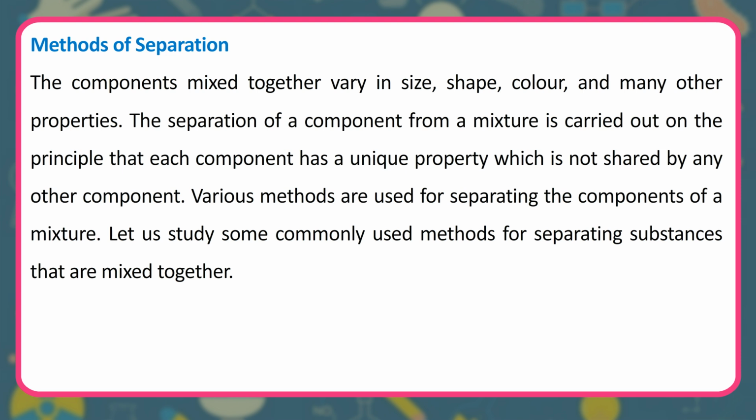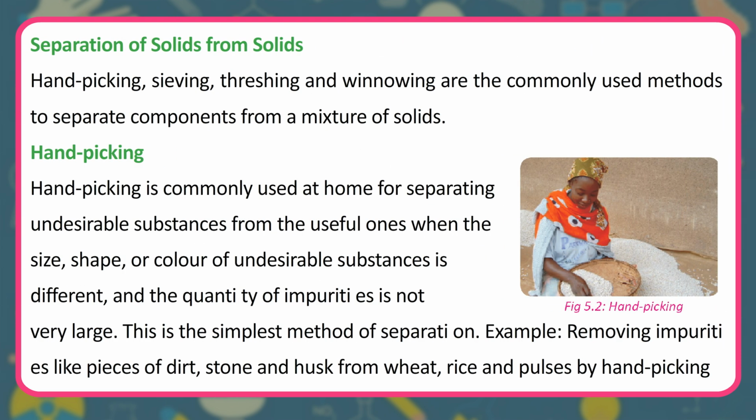Various methods are used for separating the components of a mixture. Let us study some commonly used methods for separating substances that are mixed together. Separation of solids from solids. Hand picking, sieving, threshing and winnowing are the commonly used methods to separate components from a mixture of solids. Hand picking. Hand picking is commonly used at home for separating undesirable substances from the useful ones when the size, shape, or color of undesirable substances is different, and the quantity of impurities is not very large. This is the simplest method of separation.